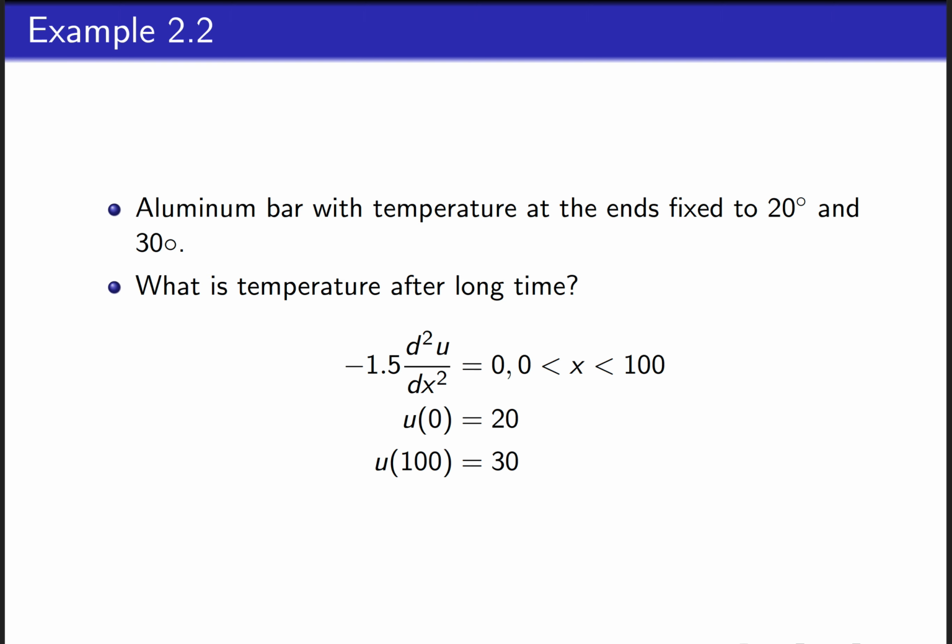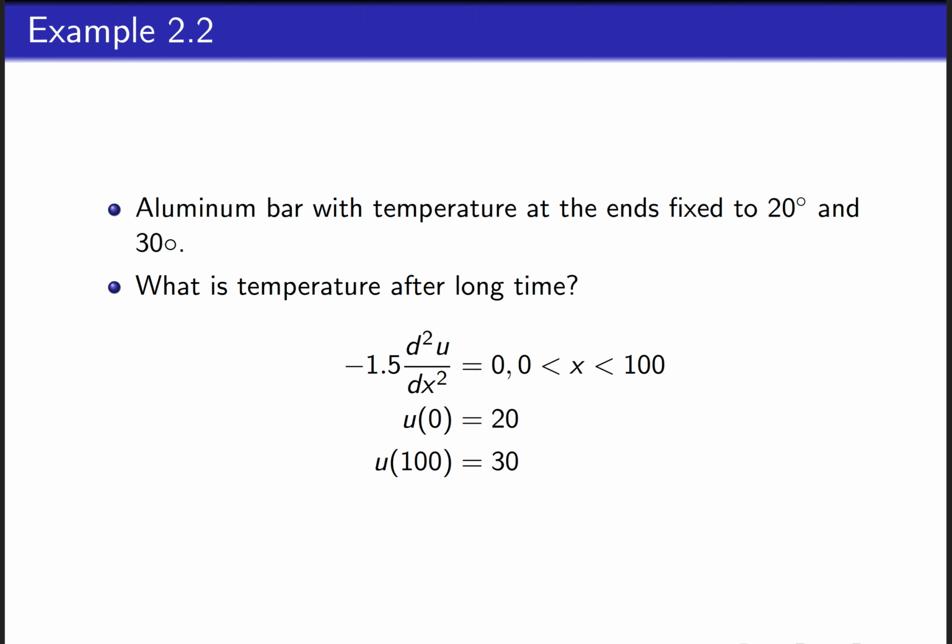Now, mathematically, the way we're going to simplify this problem is we're going to eliminate the time variable from the heat equation by considering what is the temperature distribution of this bar after a sufficiently long time so that the temperature is no longer changing. This is what's called the steady state temperature distribution. So we are considering what the temperature distribution of the bar is after the temperature has settled down.